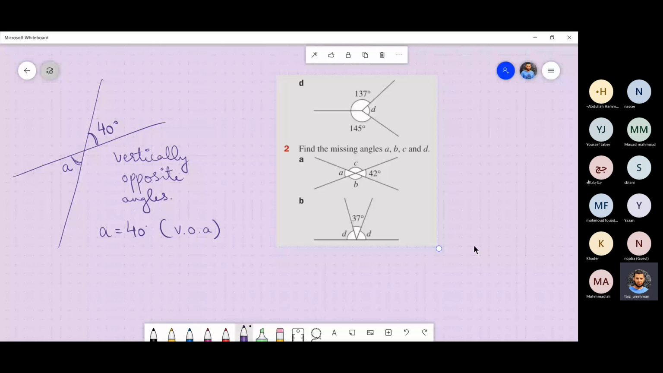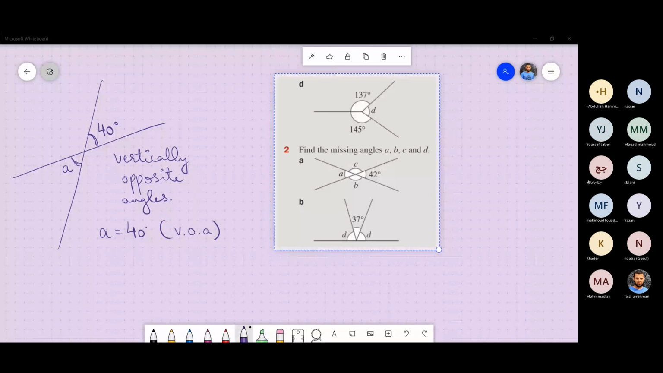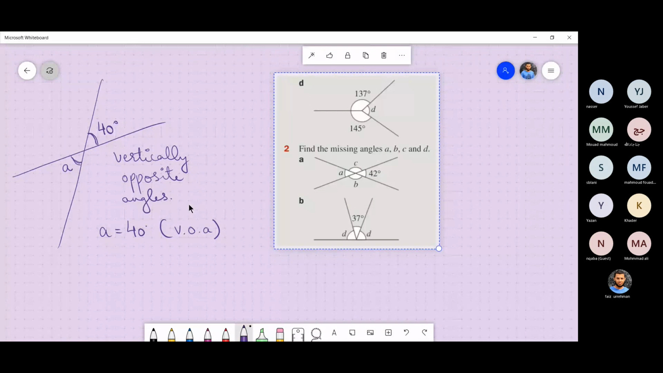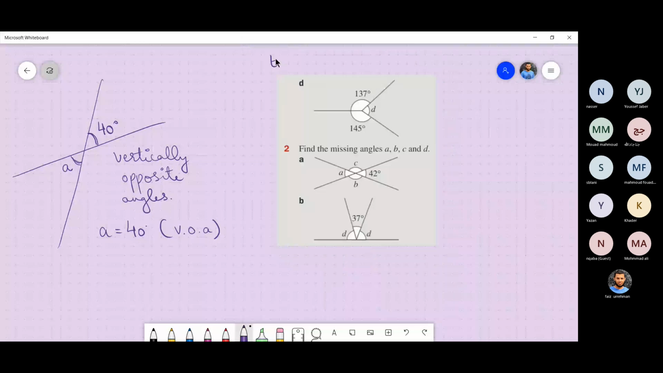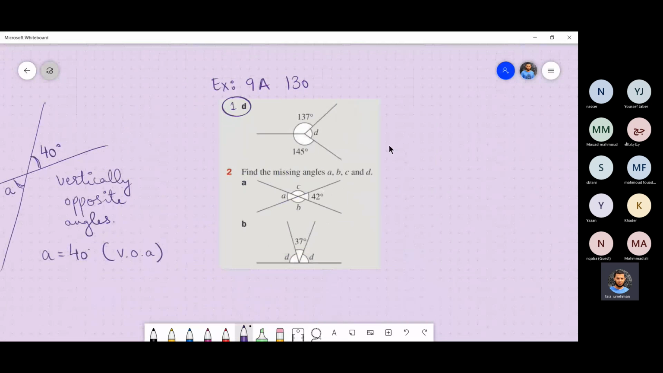So this question is from exercise 9A. Now we can see question number 1D, right? These are three angles. So is it forming a straight line or 90 degrees? This diagram, this one, is it forming a straight line? No.